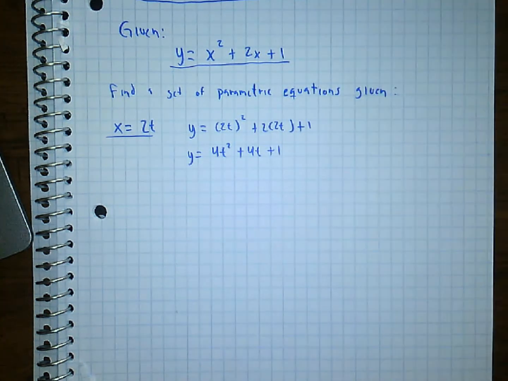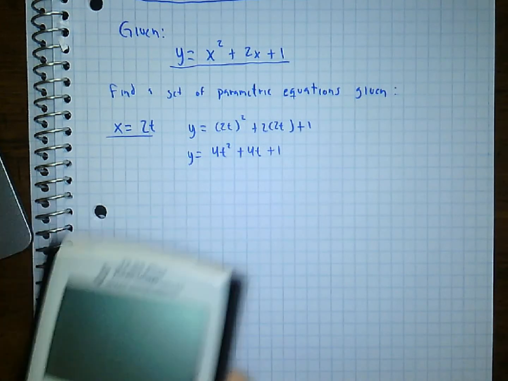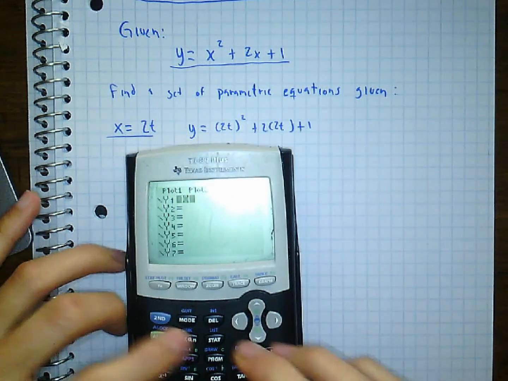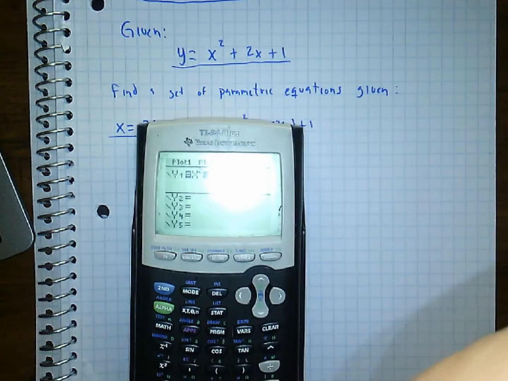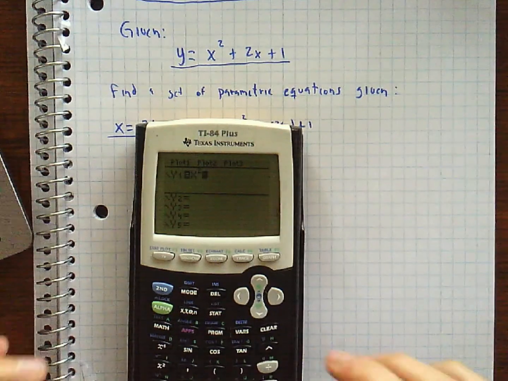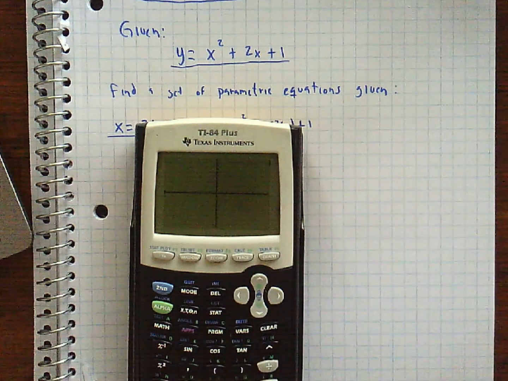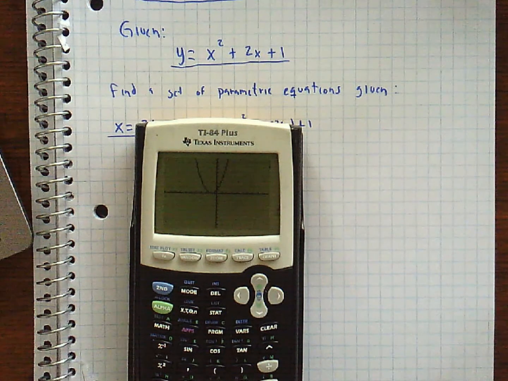So what this means, guys, is remember, if I go onto my calculator and graph y equals x squared plus 2x plus 1, well, I'm expecting a parabola, right? We all know that, so that's kind of what it looks like.